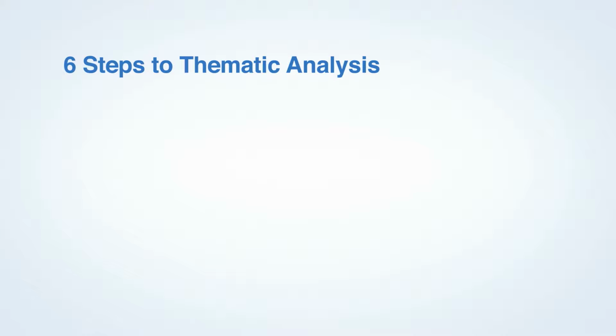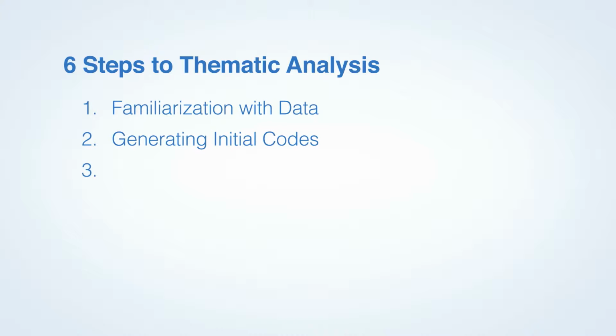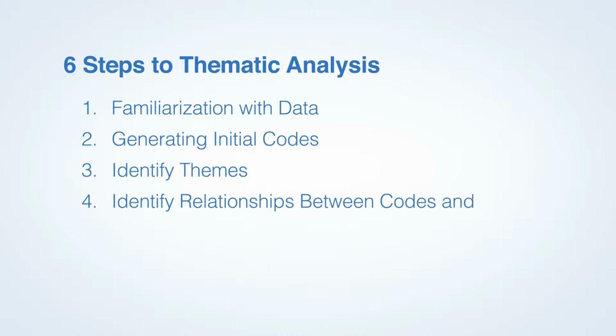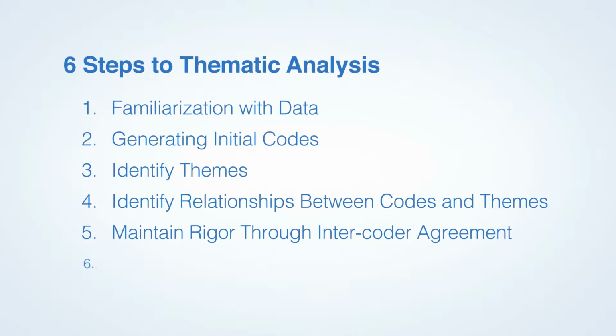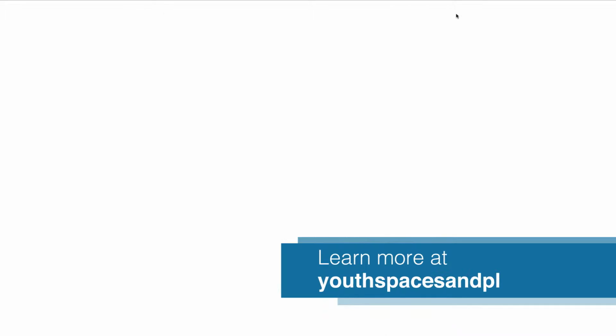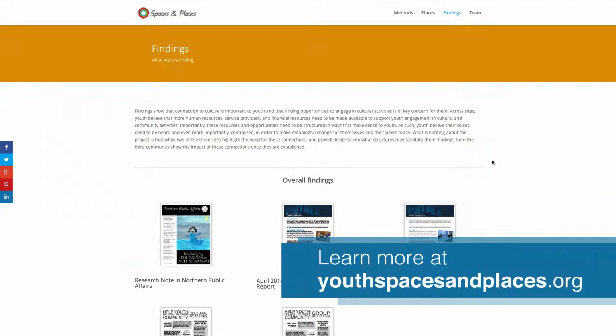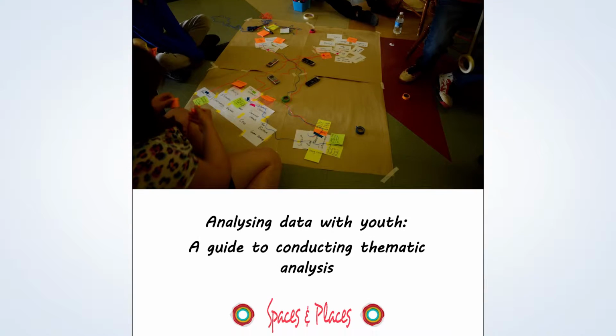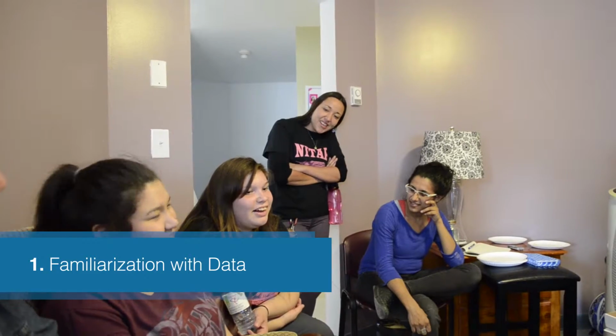In this video, we're going to share with you the 6 steps we followed to analyze the data. 1. Familiarizing everyone with the data. 2. Generating codes. 3. Identifying themes. 4. Identifying relationships between codes and themes. 5. Maintaining rigor through intercoder agreement. And 6. Producing the final report. The manual that accompanies this video, available on our website, explains thematic analysis and the process we used in this study in more detail.